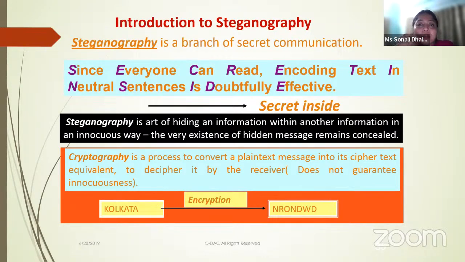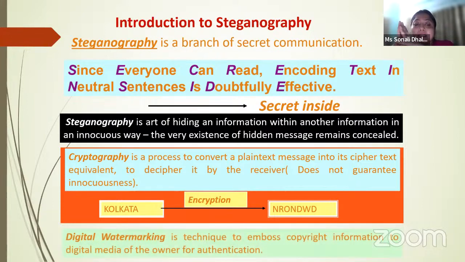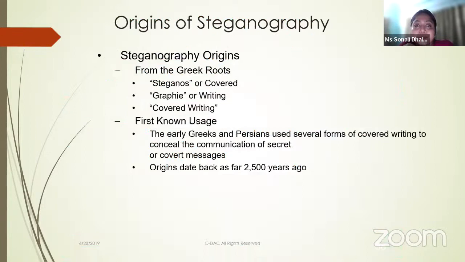But if we use steganography, there is no suspicion generated, as I have already shown the image of Mona Lisa. One is tampered and another is non-tampered. That is, some secret information is hidden innocuously in one image, but it is not visible. And another is digital watermarking. It is just used for keeping copyright information.